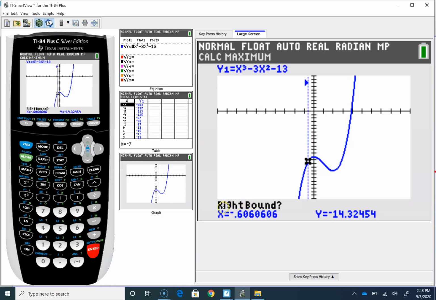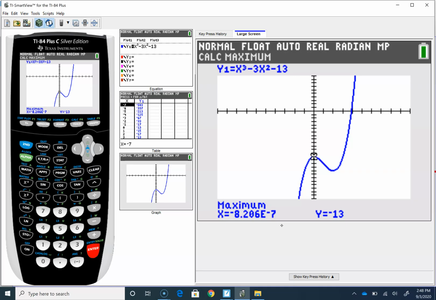I'm going to read the directions again, right bound. So I'm going to move it over on the other side. Make sure you're not past this other one. So it's kind of to the right. So I'm going to push enter. I do not want to guess, so I'm going to push enter again. And I'm going to get a number like this, okay? I want to talk about this number right here, because if you wrote it like this on a quiz or a test, you'd lose a point. So let's take a look at what that means.